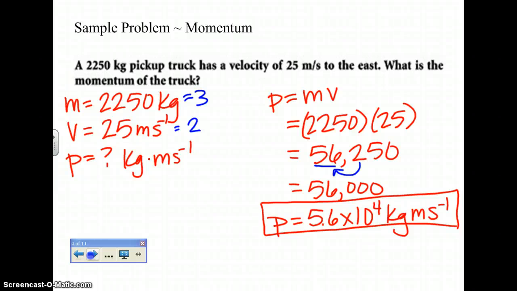So the next thing that we're going to talk about is the impulse momentum theorem, but I'm going to stop right there so we don't have to put that one on 2 separate videos. So this video pretty much is just the momentum. Please finish your momentum questions after this.